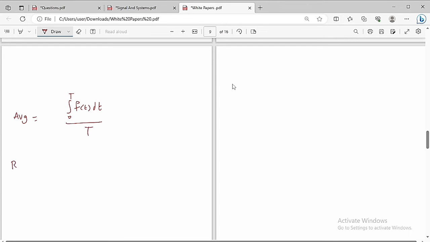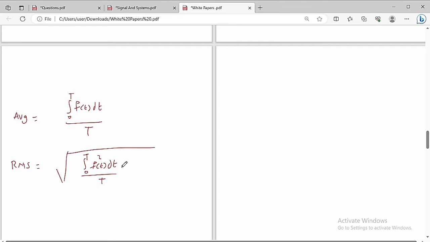And what is the RMS value? RMS value is nothing but the square root of the integration of 0 to T of f of t whole square dt by T. So these formulas you have to keep in your mind. The first one is the average value, the integration of 0 to T of f of t dt by capital T, and the second one is the RMS value, equal to the square root of the integration over 0 to T of f of t whole square dt by T.